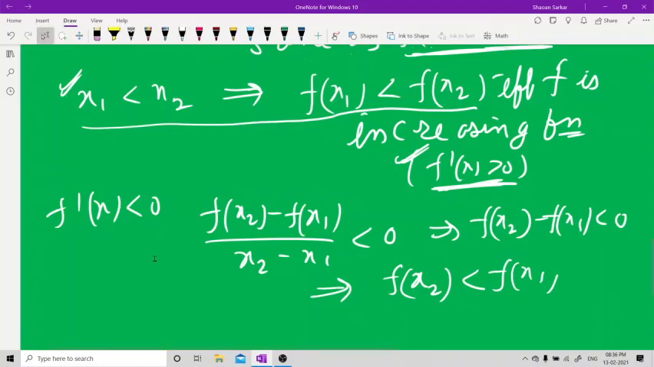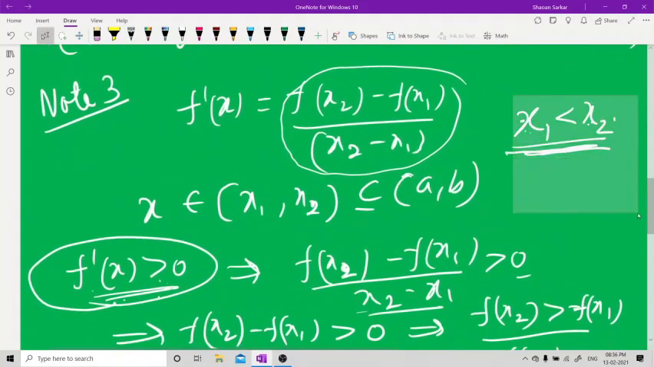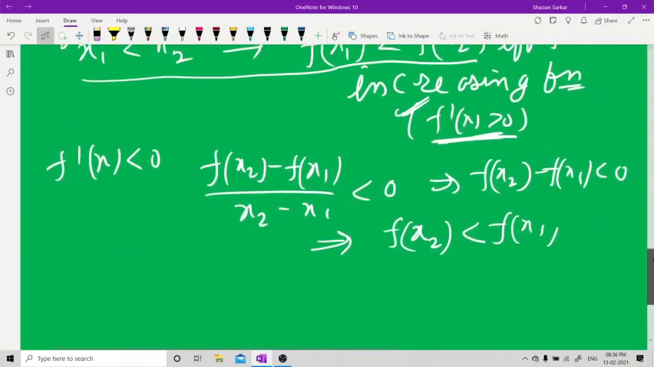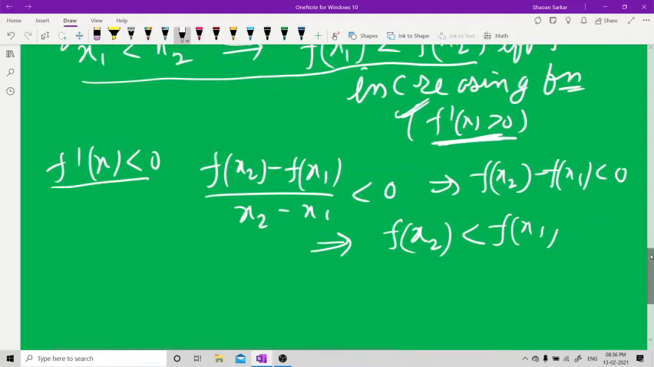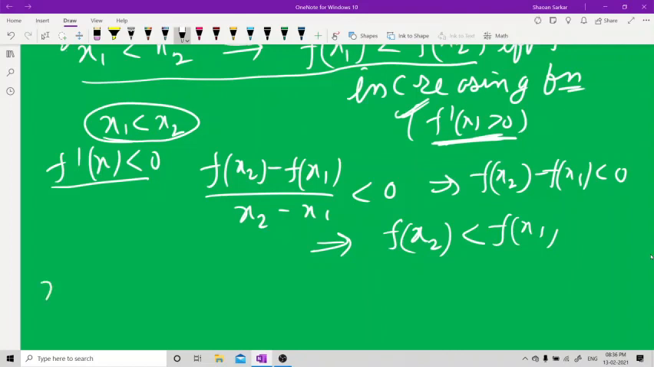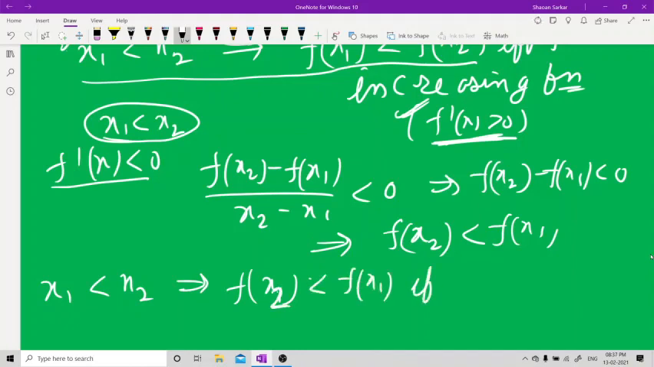For which one? For this very condition. For this case, I am getting, let me write it there also. I am taking f dash is less than 0. I am taking x1 is less than x2 here also, the same condition. So x1 less than x2 implies f(x2) less than f(x1), if and only if f is a decreasing function.